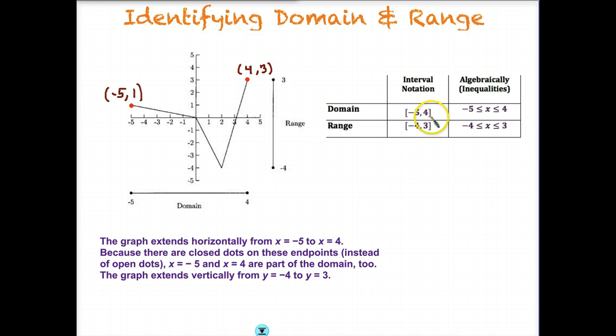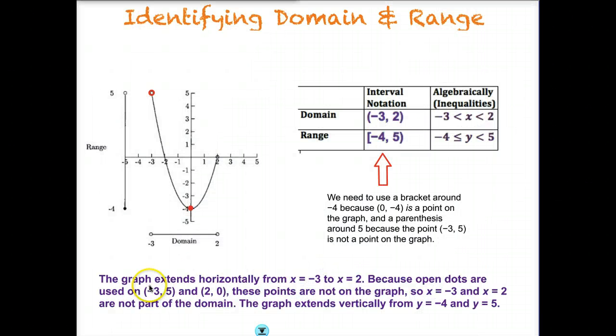Now if we look at interval notation, it's the same thing. We go between -5 and 4, and we include those numbers, so we have a double bracket. And our range goes between -4 and 3, and again we include those numbers, so we have a double bracket. Let's try one more example and then we'll do a couple on our own.